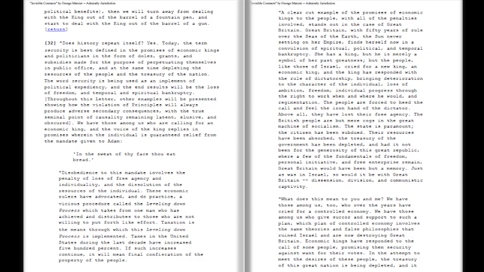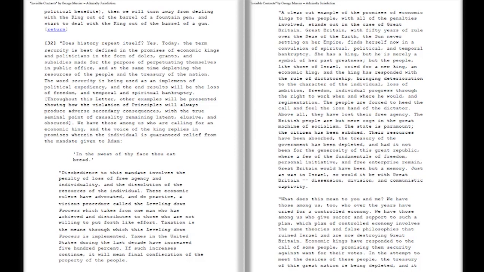We have those among us who are calling for an economic king, and the voice of the king replies in promises wherein the individual is guaranteed relief from the mandate given to Adam: "In the sweat of thy face thou eat bread." Disobedience to this mandate involves the penalty of loss of free agency and individuality, and the dissolution of the resources of the individual. These economic rulers have advocated, and do practice, a vicious procedure called the leveling down process, which takes from one man who has achieved and distributes to those who are not willing to put forth like effort.